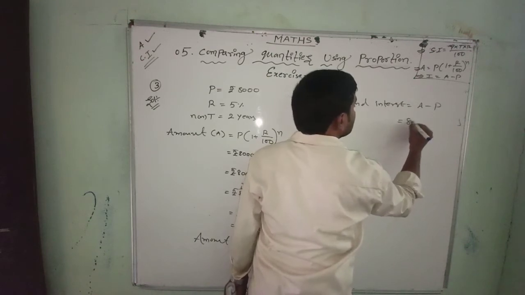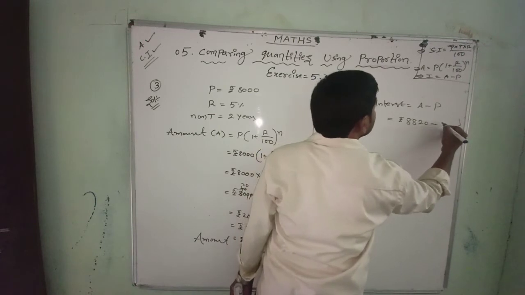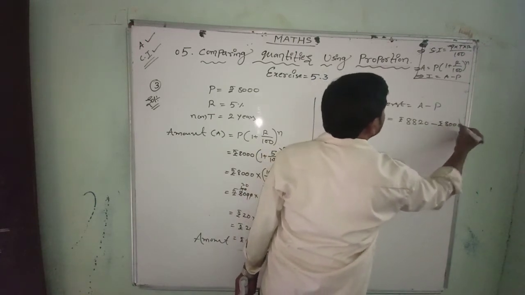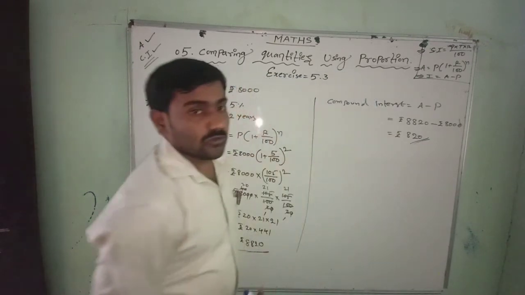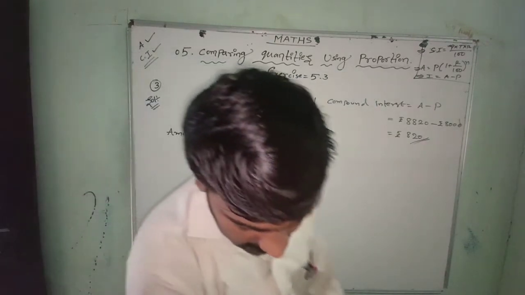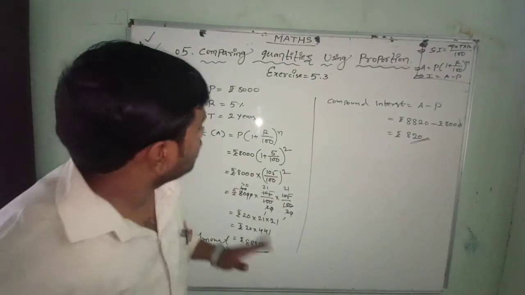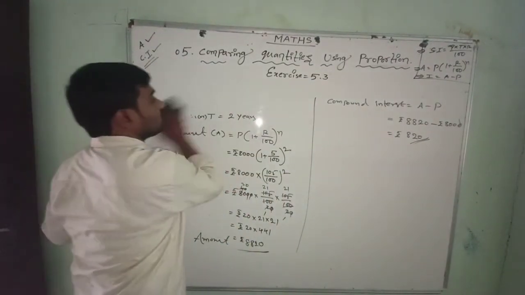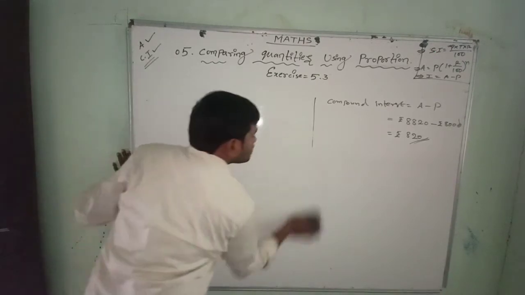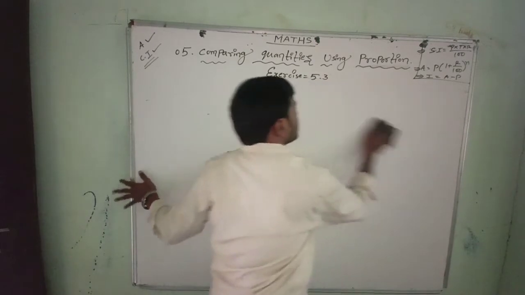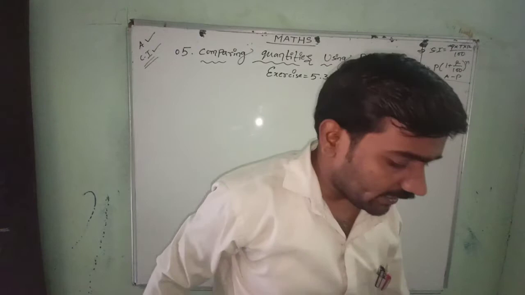The amount is 8,820 rupees, and the principal is only 8,000 rupees. So the extra interest you get is 820 rupees. The 820 is the interest. Then we go for the next question, the fourth question of this exercise. It depends on the simplifications and formulas, which formula I have to apply and how to get an answer.